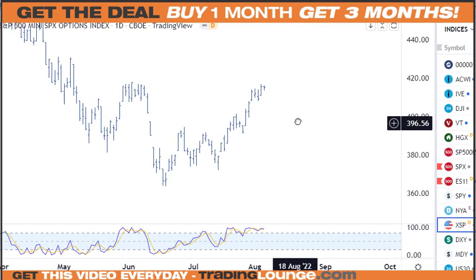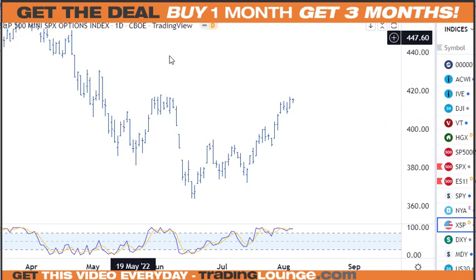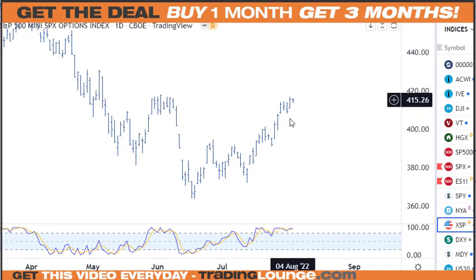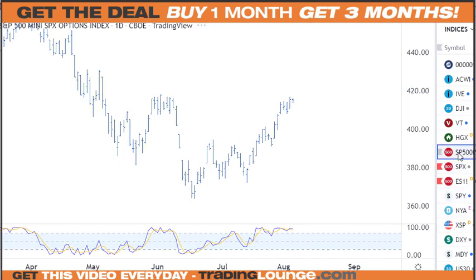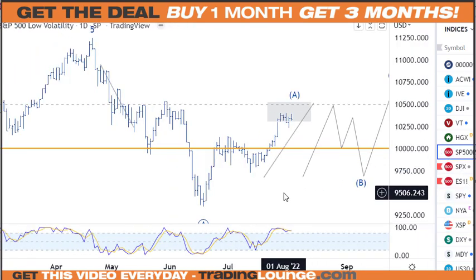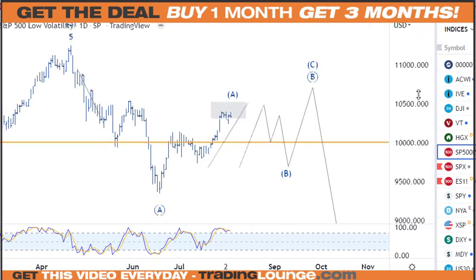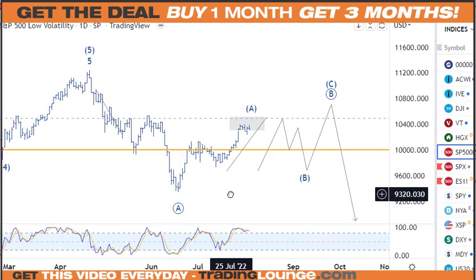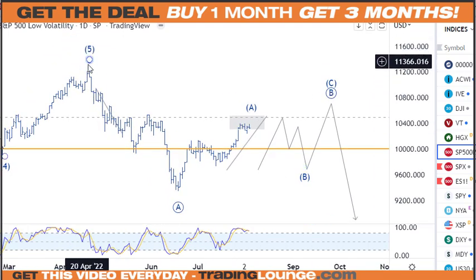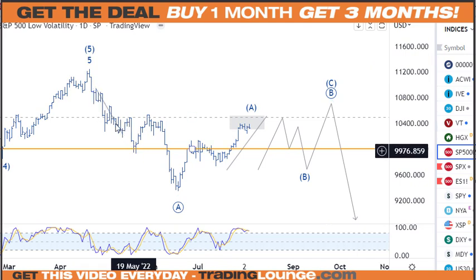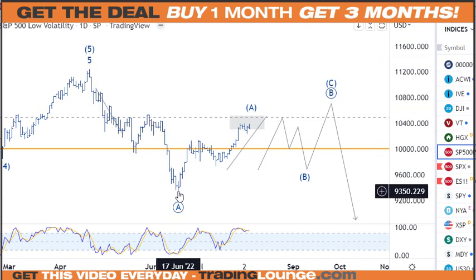This is the S&P options index. It's much the same as well. Everything's going according to plan. The S&P low volatility stock market here, from the top here, it's got a very clear 1, 2, 3, 4, 5 for the A wave, B wave and C wave here for this.